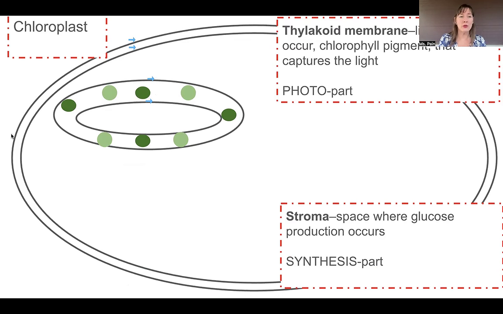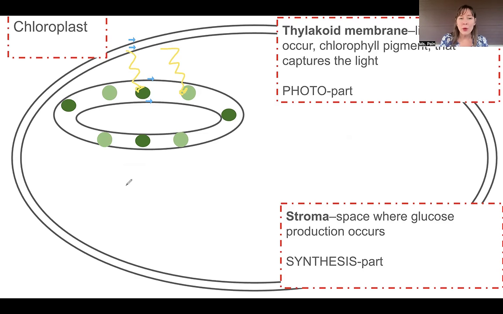And this is where the photo part is going to occur. So all of the photo part is going to occur at that level. So we're seeing those little green dots. Those little green dots are the chlorophyll that capture the sunlight. That's where the photo part of photosynthesis occurs.